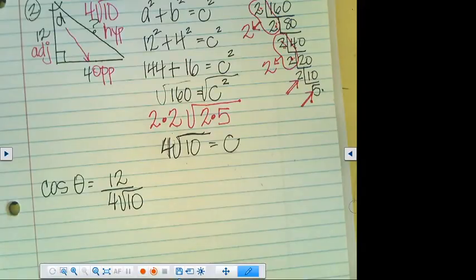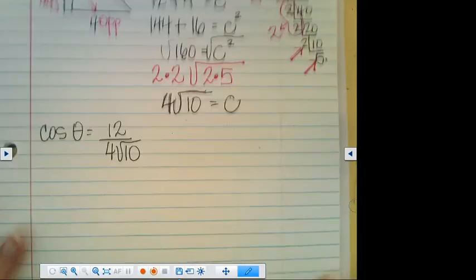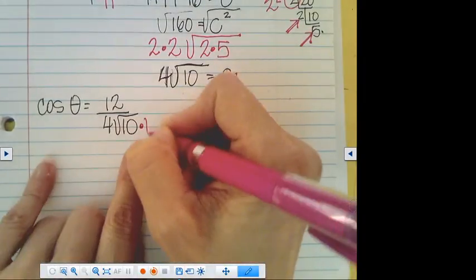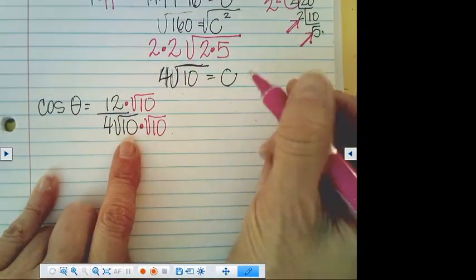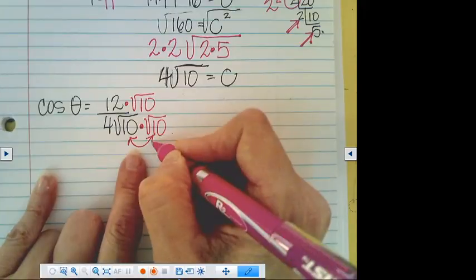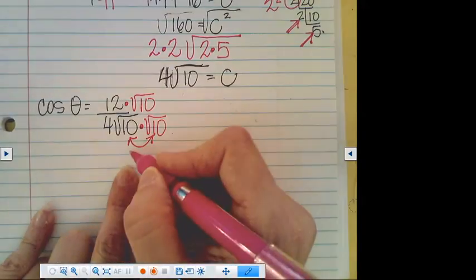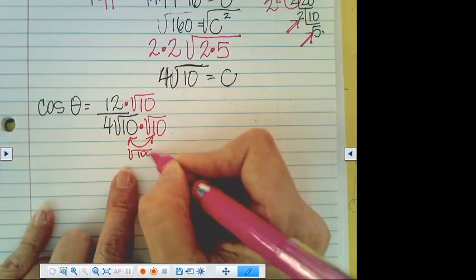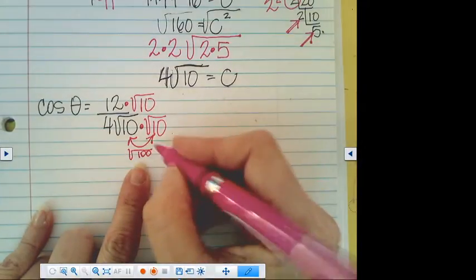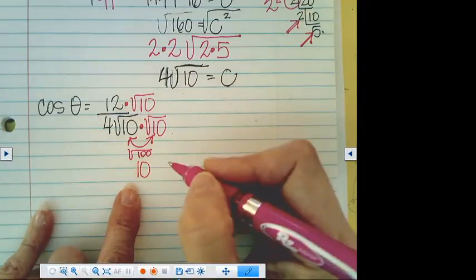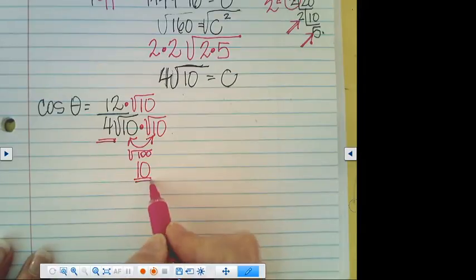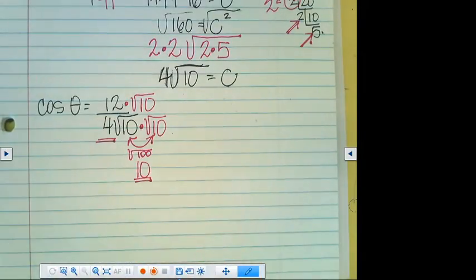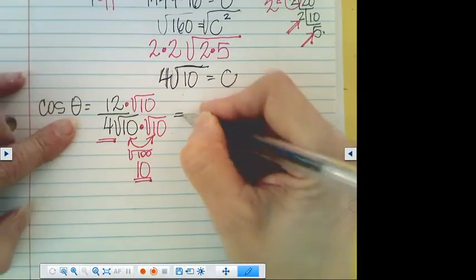Okay. Hey, guys, we have to rationalize this denominator. Multiply top and bottom by square root of 10. What do you get when you multiply square root of 10 and another square root of 10? Is that square root of 100? But that is 10. Okay, you already had a 4. Now you have a 10. They multiply and they make 40. Good job.